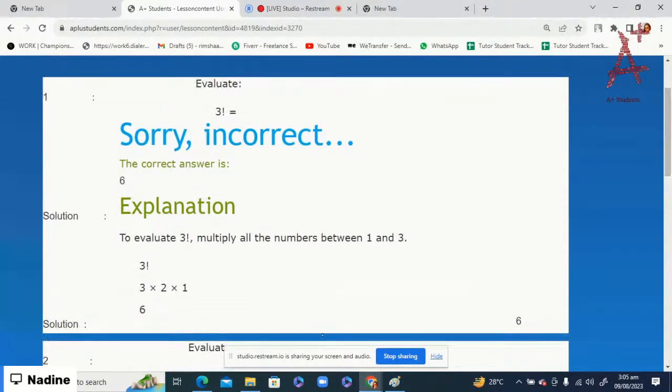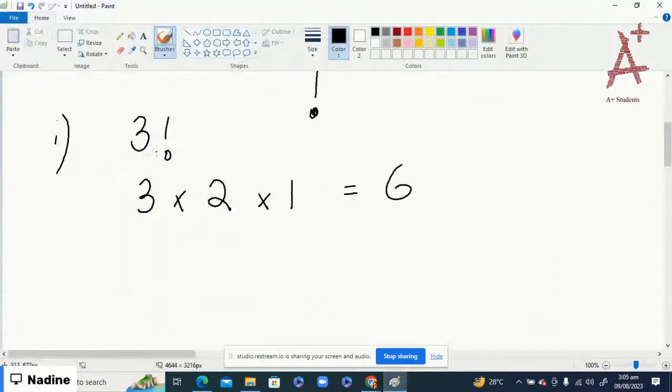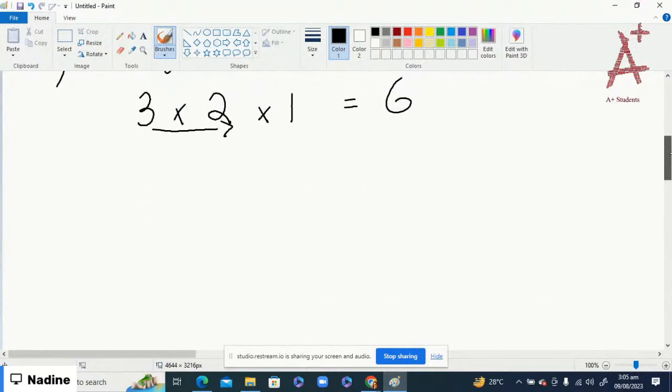Okay, let's check. So we're gonna write it this way. There is 3, then 2, then 1. We're gonna write the numbers counting back from that number. Now 3 times 2 is 6, 6 times 1 is 6. In this way we got the answer, then multiply all of it. Let's solve the second question.